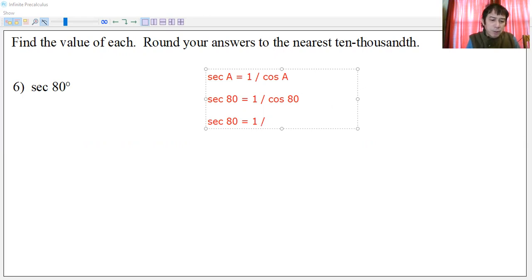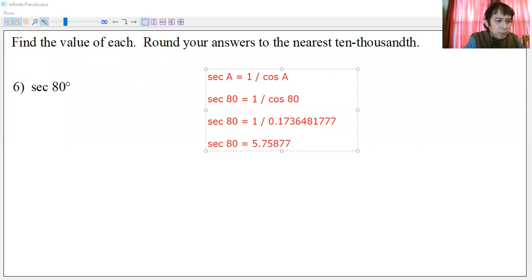Cosine of 80 is 0.1736481777. And we have secant of 80. We divide 1 by the cosine, which is 0.173. So that will be equivalent to 5.758770483.